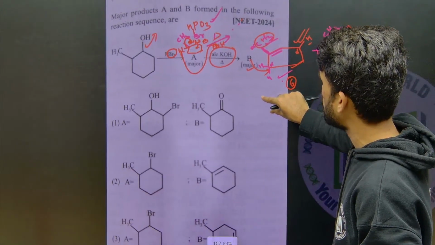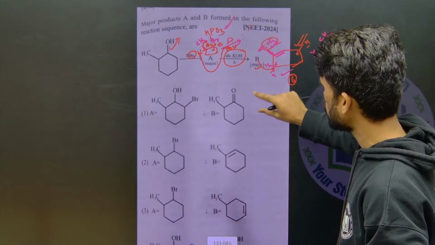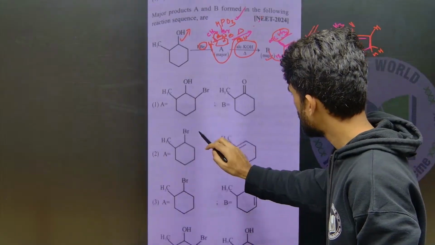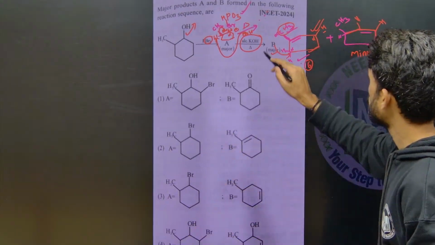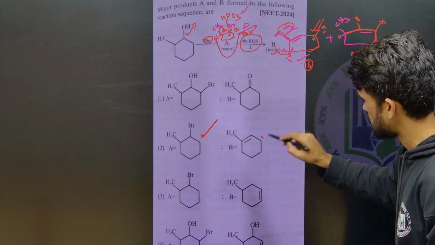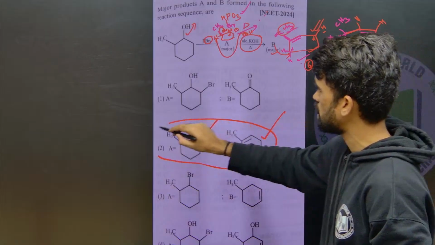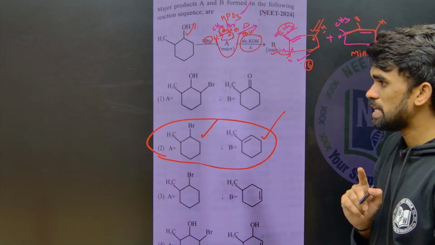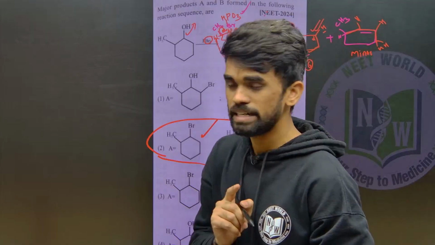So what is our answer here? You can go with this: we got A like this and B like this. So this is our perfect answer for this question. Hope it is clear now? Yes, it is clear, I hope.